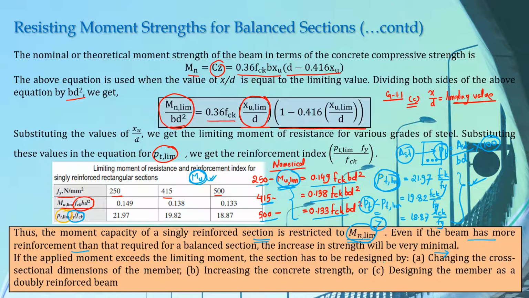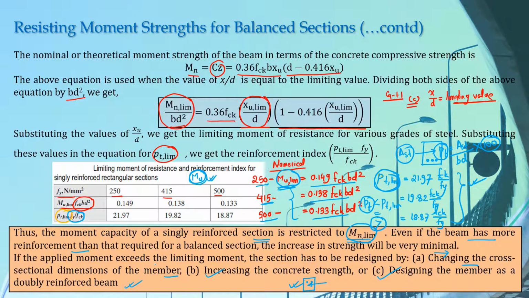So different things can be done. One option can be changing the cross-sectional dimensions of the member, or increasing the concrete strength, or designing the member as a doubly reinforced beam. So we have three options: either change the cross-sectional size, or increase the material grade of your concrete, or you can put some reinforcement bars in the compressive zone and then design the beam as a doubly reinforced beam.